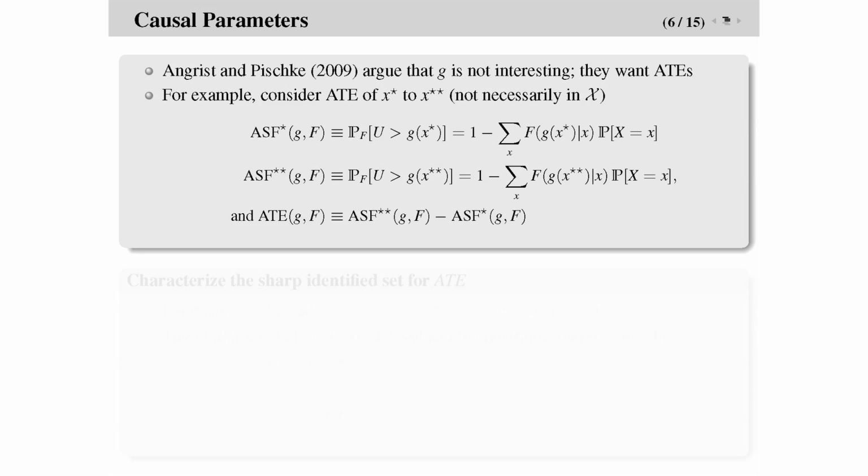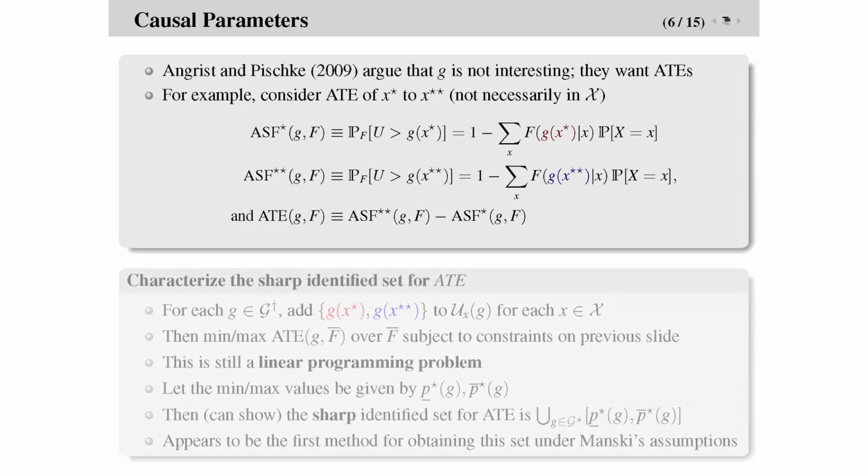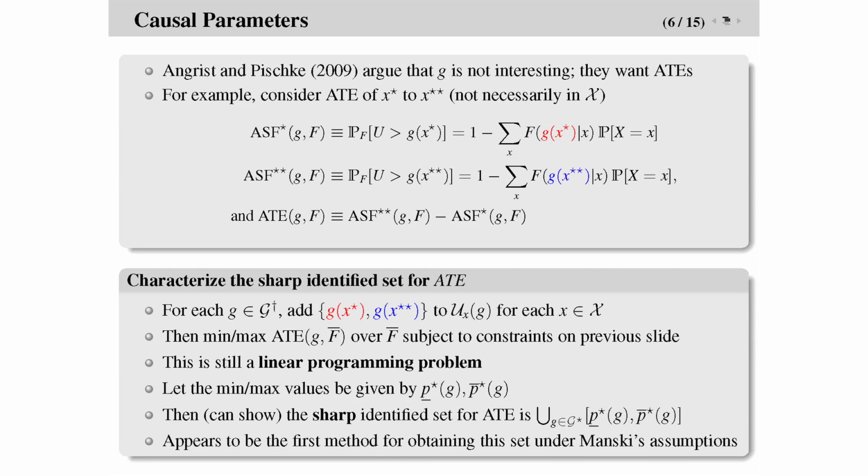Okay, notice that these average structural functions are still linear functions of f. That's important for making this work. And then let's define the average treatment effect as being the difference in these two average structural functions. How would you characterize a sharp identified set for the average treatment effect? Well, you'd fix a g again, an admissible g. You'd add these 2 points that we need to evaluate f at to the set script u. So now this set has negative infinity, positive infinity, g of x, and then now it's g of x star and g of x double star, so there's 5 points.